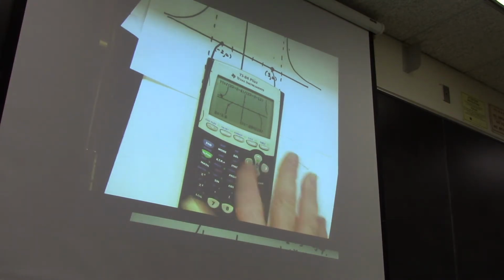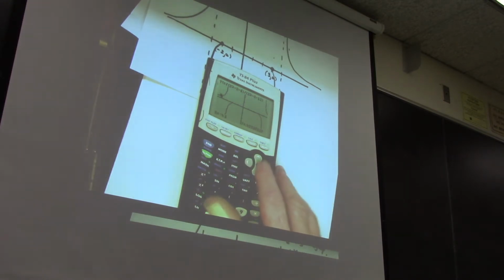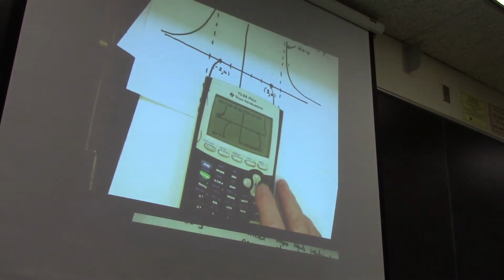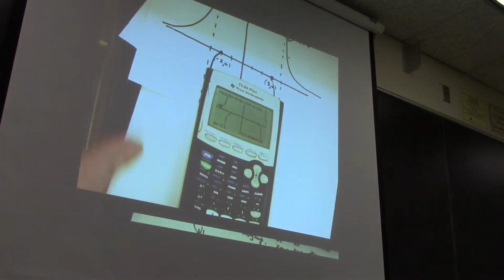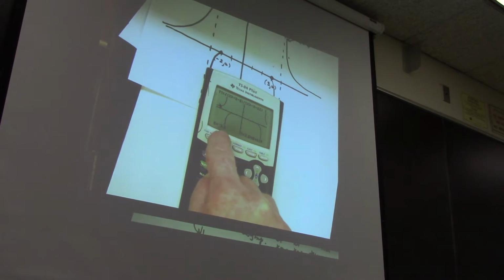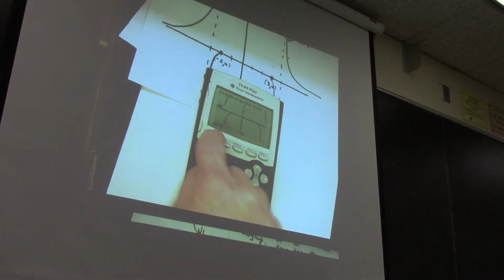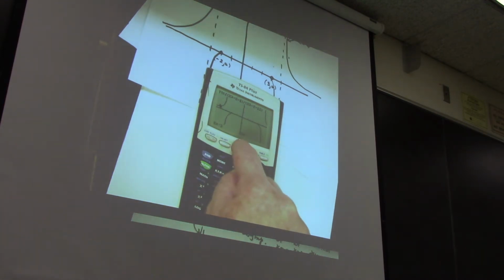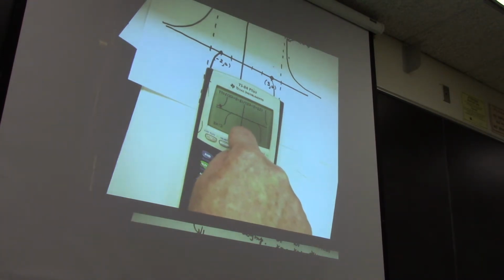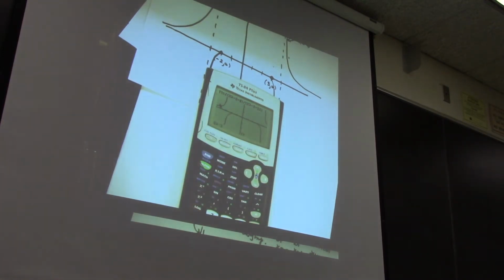Okay, so, well, let's go back to past -3. Okay, I'm way past there. All right, so I want to show in trace what happens when I get to -3. So I got -3.1, y is 3 point something. At x equals -3, y equals blank, okay? The function is undefined at x equals -3, and that's why we have a vertical asymptote at x equals -3.